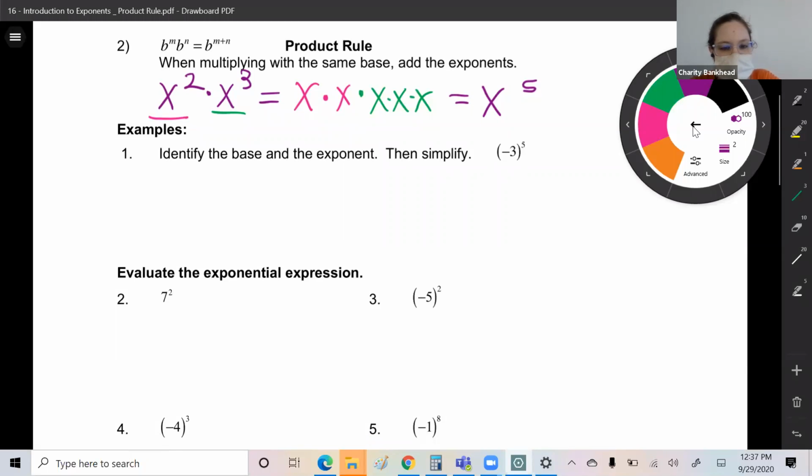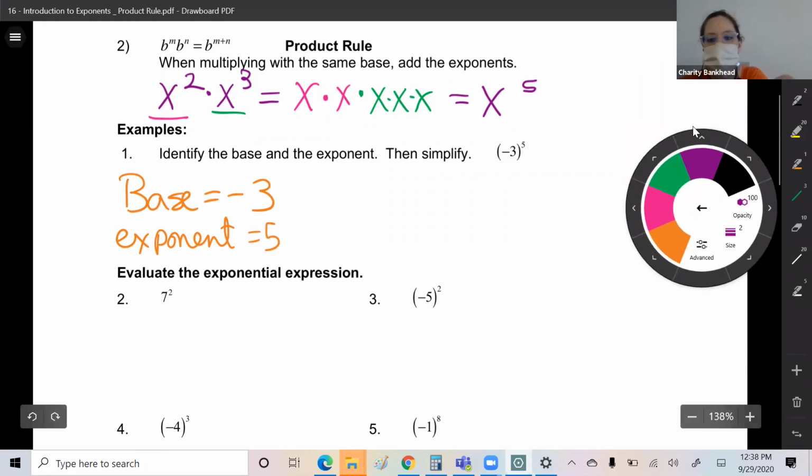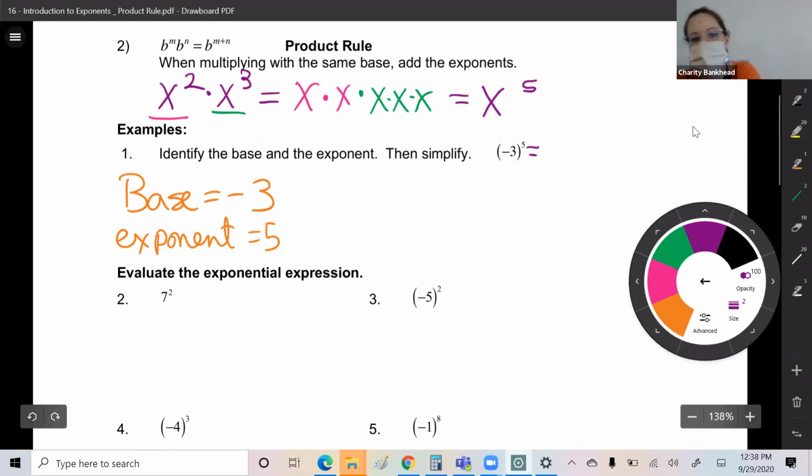So we have -3 in parentheses raised to the fifth power. So the base in that case is -3, and the exponent is 5. So to simplify it, we need to do -3 times -3 times -3 times -3 times -3.